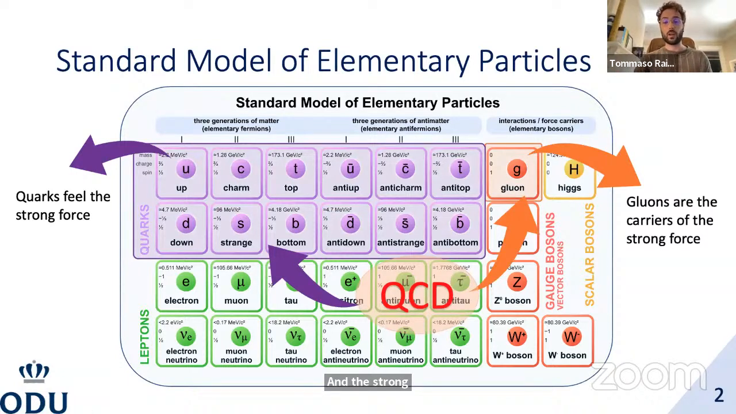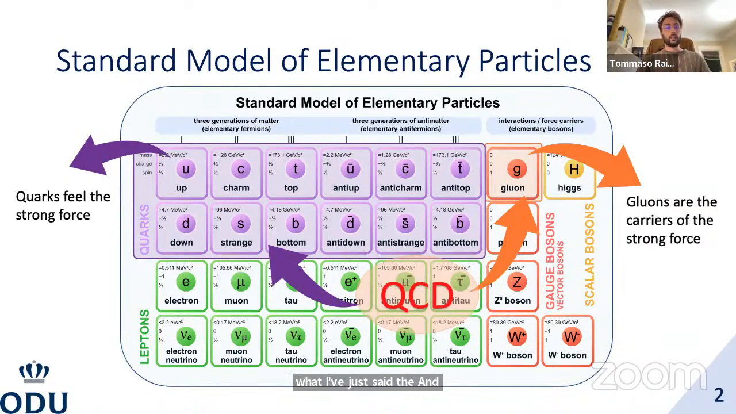Actually, the gluons are the carrier of the strong force. If you want an analogy with the better known force, electromagnetism, the gluons are similar to the photons, which are the carrier of the electromagnetic force. But the gluons carry the strong force, and so they interact with the quarks and antiquarks to form, as I just said, the hadrons. And so QCD is all this.